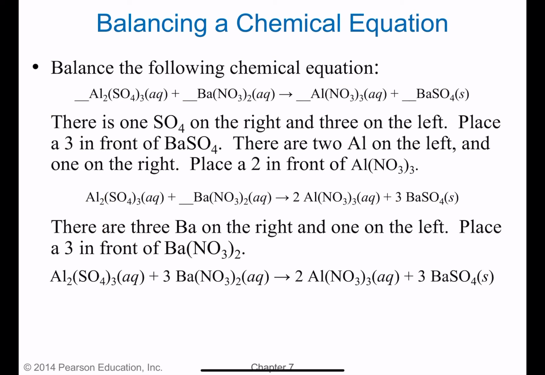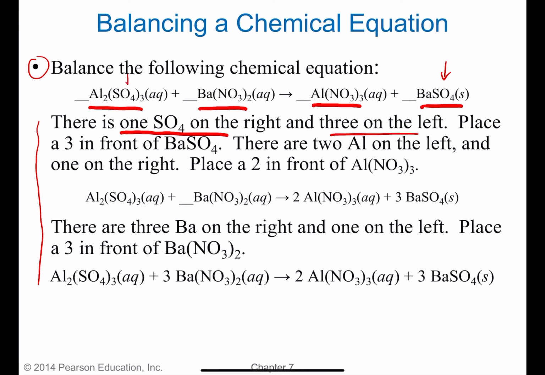So here's an example that we're going to walk through where it says balance the following chemical equations. So we have this aluminum sulfate and then barium nitrate, aluminum nitrate, and barium sulfate. So one tip that we can use is, again, treat the polyatomic ions as single units. Here they're walking through our thought process, but they notice that there's 1 sulfate on the right side, that's right here, and there's 3 on the left. So that's this part right here. We've got sulfate, and then there's 3 of them. So they're saying place a 3 in front of the barium sulfate. So we put a 3 right here.